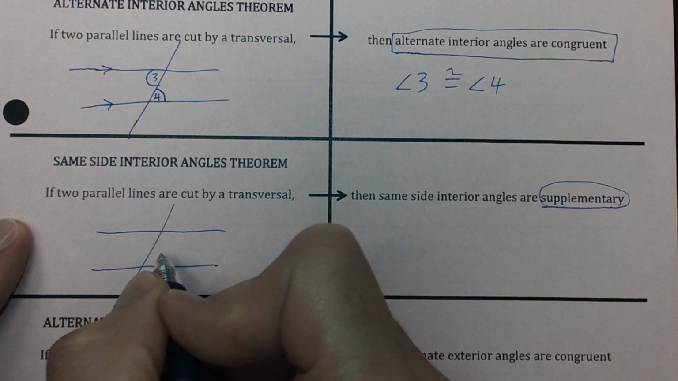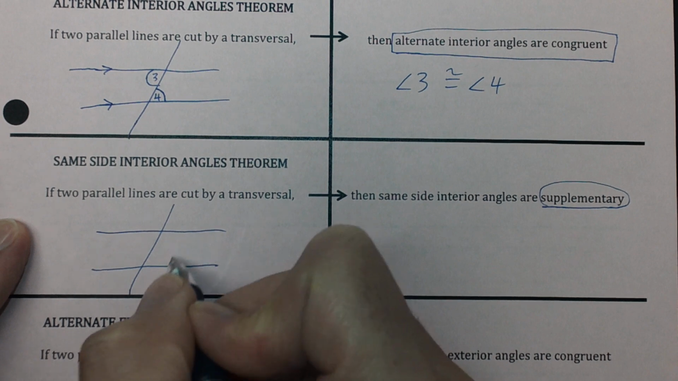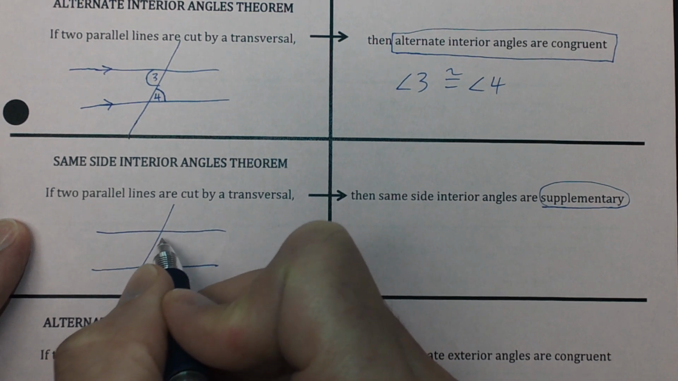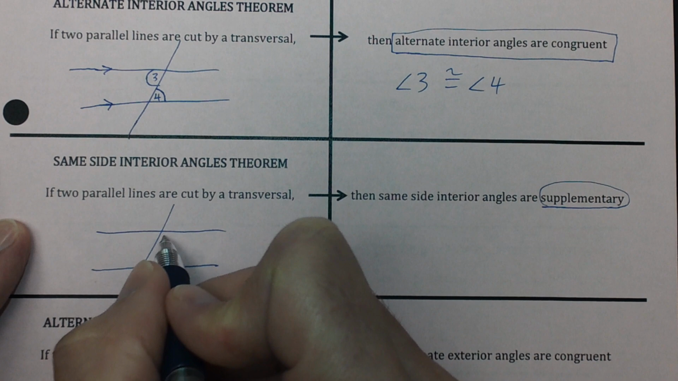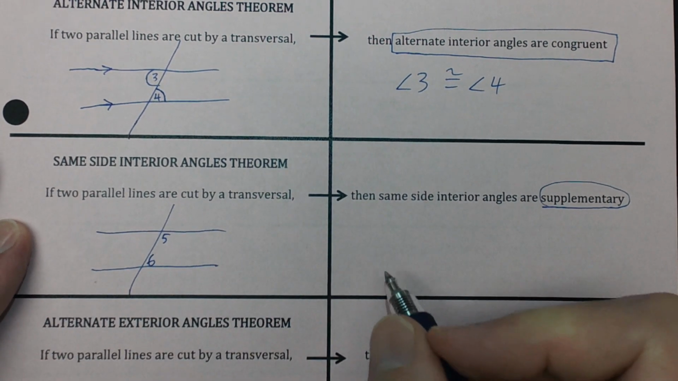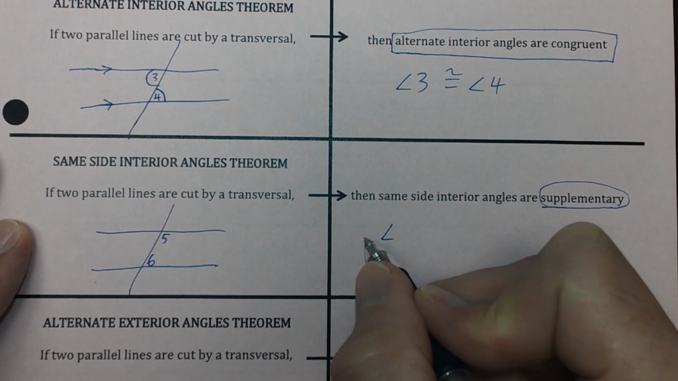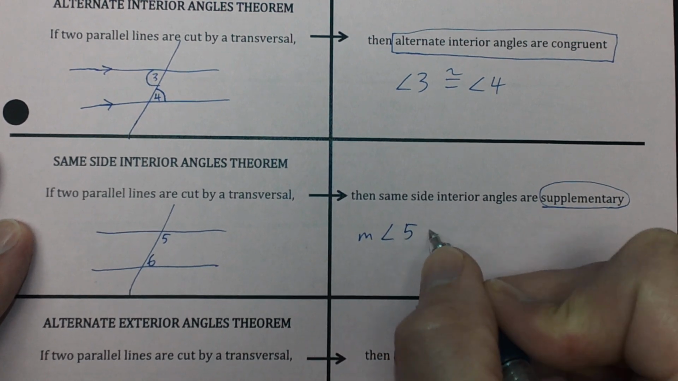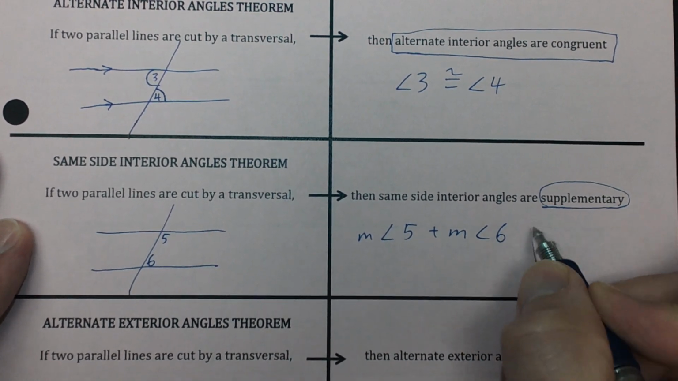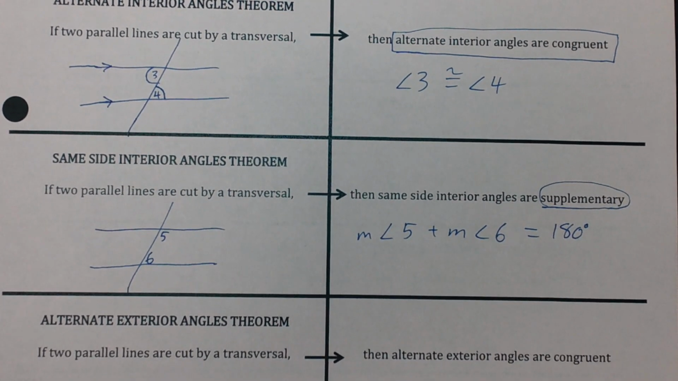And what does that mean, same side interior? Interior, like I just said, means they're both inside of the parallel lines, but they're on the same side of the transversal this time. So that would be angle 5 and angle 6. So we can say the measure of angle 5 plus the measure of angle 6 equals 180 degrees. That's why they're supplementary.